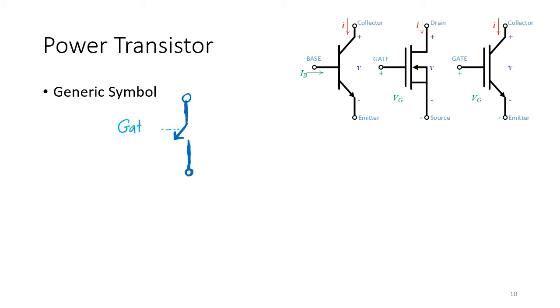Here we have gate or command. The voltage is here to here, and here is the current. So we are not going to very much focus on BJT, MOSFET, or IGBT. In most of the cases, we use the generic symbol. We don't expect you to distinguish them very much. In the real world nowadays, as I said, IGBT is very common, but it doesn't mean that the others are not in use anymore.